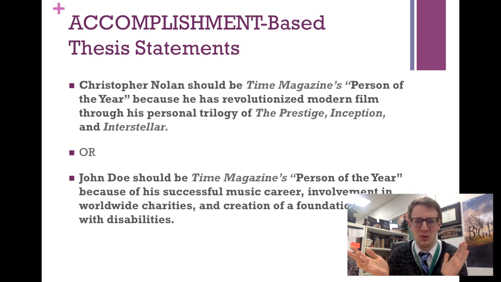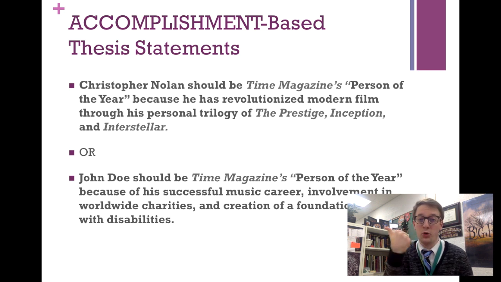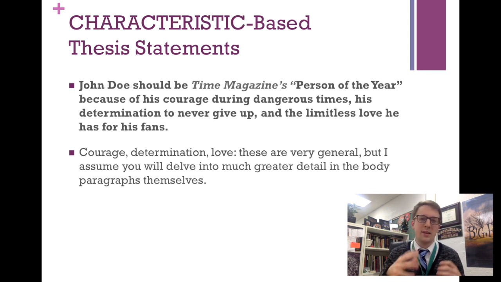Wasn't even very creative with the name. John Doe should be Time Magazine's Person of the Year because of his successful music career, body paragraph 1, his involvement in worldwide charities, body paragraph 2, and creation of a foundation for kids with disabilities, body paragraph number 3. If that's too tough for you, characteristic-based also works. As I said before, I think it's weaker, but here's how it would look.